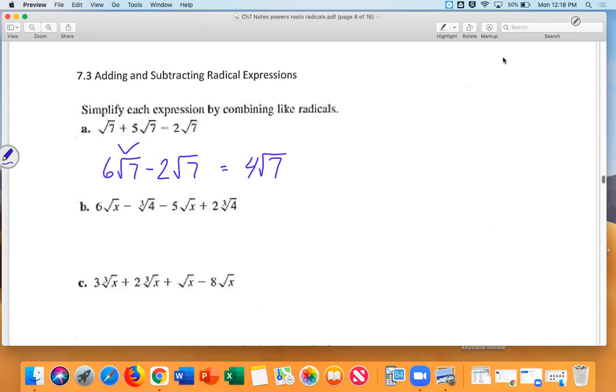Justin, we have two different variables going on. We have the root x, so those can be combined. And then I have the cube root of 4, which can be combined. Now, I have 6 root x minus 5 root x. Justin, let's think of it this way. If I have 6x minus 5x, what would that be? X, right? So 6 root x minus 5 root x is just a root x. Is that okay with you?